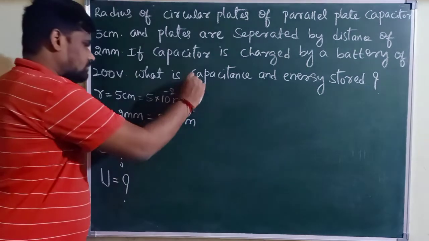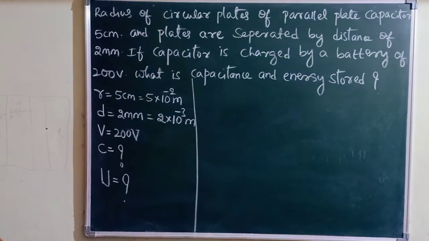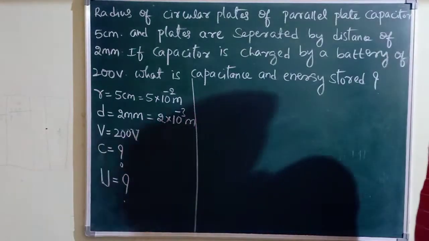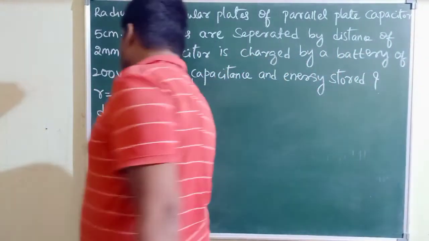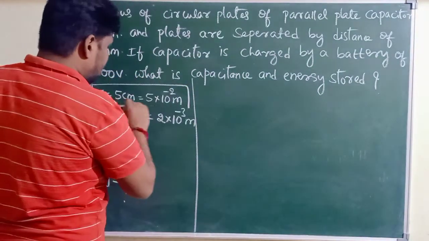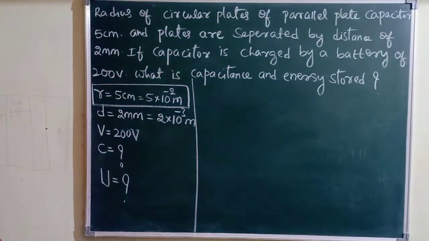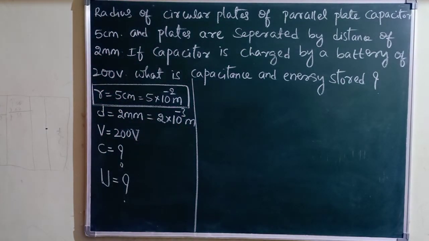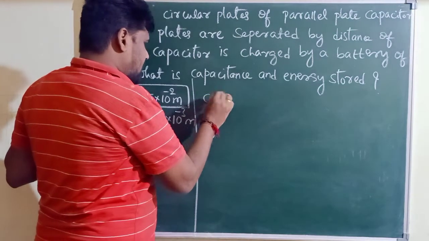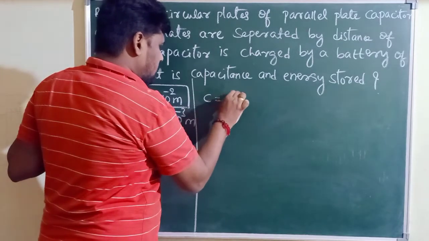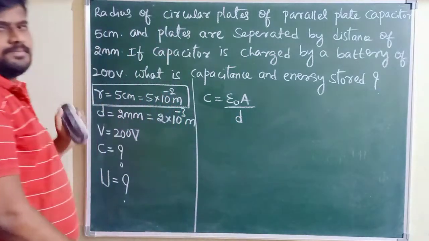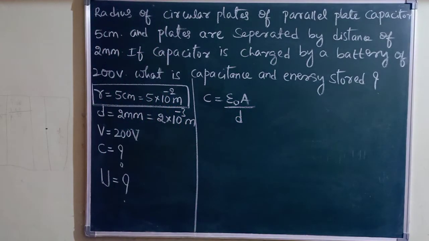Once again, in the first step you are calculating capacitance. In the second step, you are calculating energy stored. But here the radius of the circular plates of the capacitor is given. So what is the formula to calculate the capacitance? Capacitance is calculated by using the formula epsilon naught A by d.